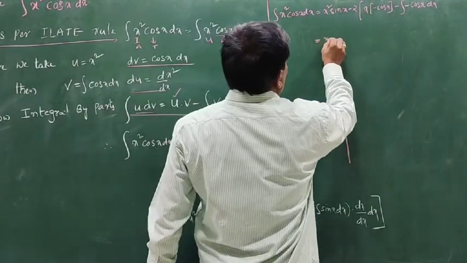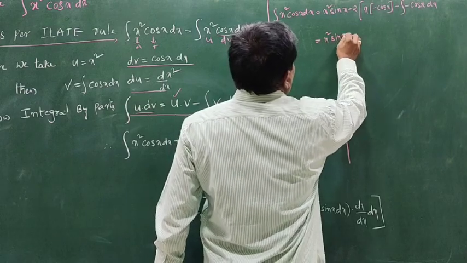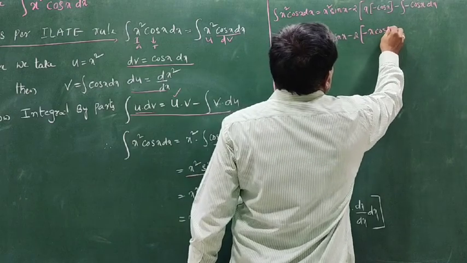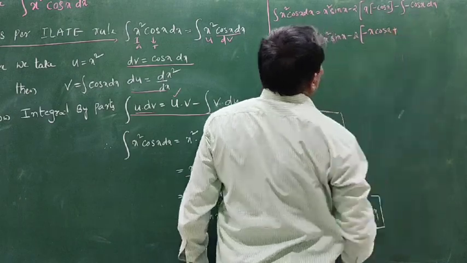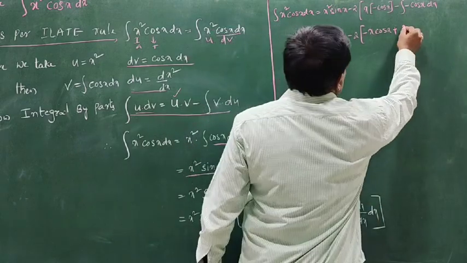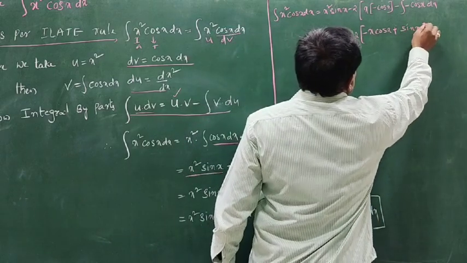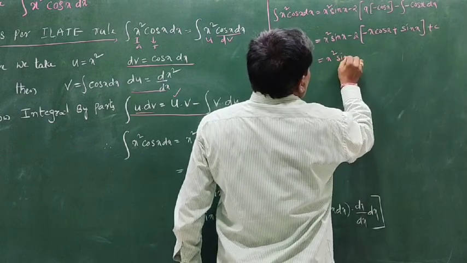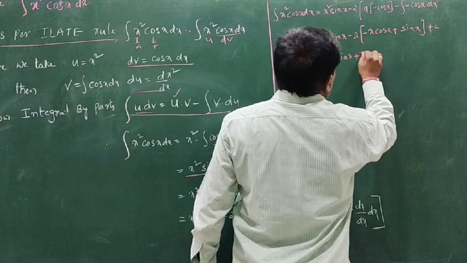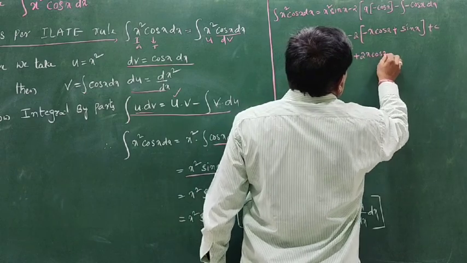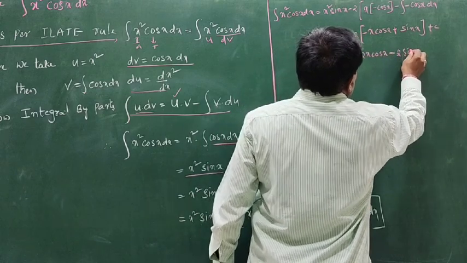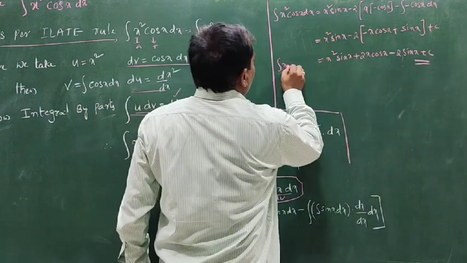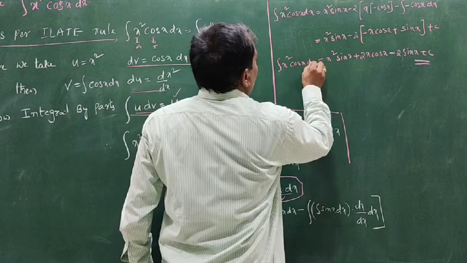This is x square sin x minus 2 of minus x cos x plus the integration of cos x, which equals sin x, plus c. So finally we get x square sin x plus 2x cos x minus 2 sin x plus c. Yes, this is the process of finding this kind of integrals.